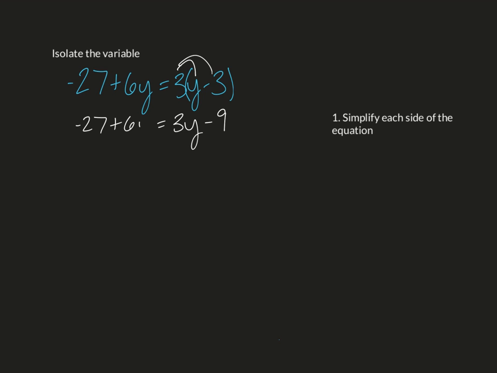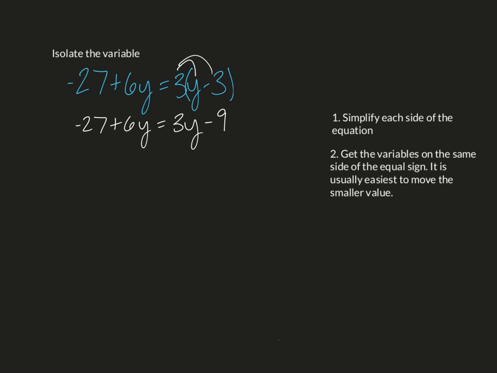They are not like terms. I cannot combine them, so they stay just like that. The next step, we're going to move the variables to get them on the same side of the equal sign. Hopefully you guys remember it's easiest to move the smaller value first. So I have a 6y and a 3y. 3y is smaller, so I want that to go to the other side. So I'm going to subtract 3y from both sides.